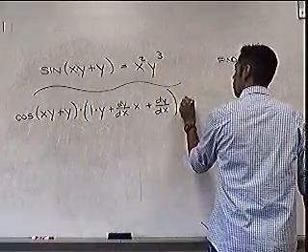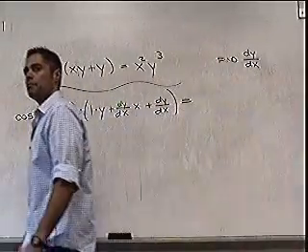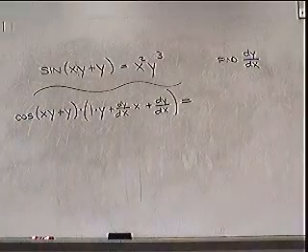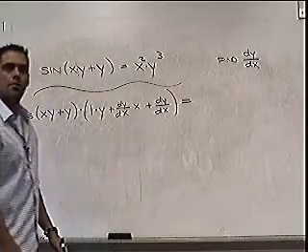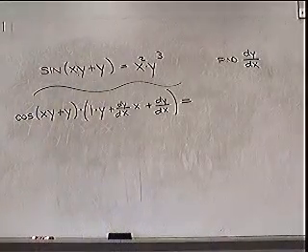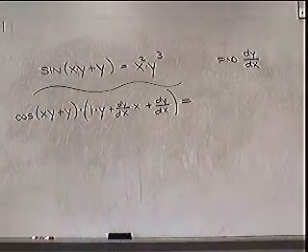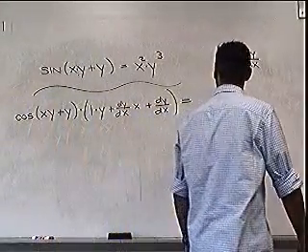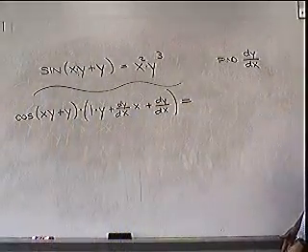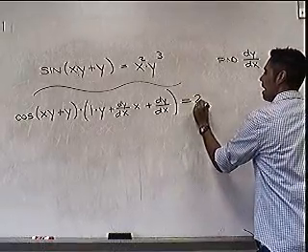Equals. What do we have going on the right side? What do we have here? Product. So what's the derivative of the first one? What's the derivative of 2x with respect to x? I just said it. What's the derivative of x squared with respect to x? 2x.